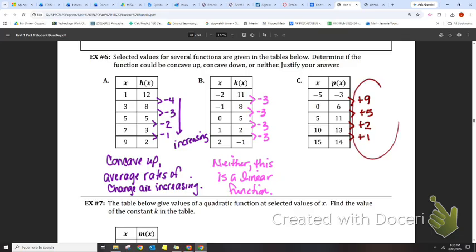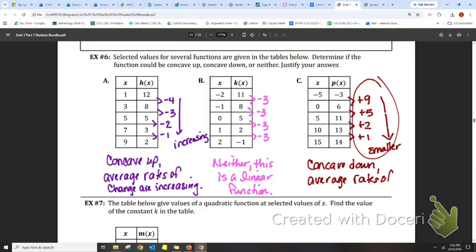So look at these numbers. As we go down our table, are those numbers getting bigger or smaller? These are getting smaller, which means they're decreasing. And if my average rates of change are decreasing, remember, that's the definition of concave down. So this is concave down, and that's because the average rates of change are decreasing.